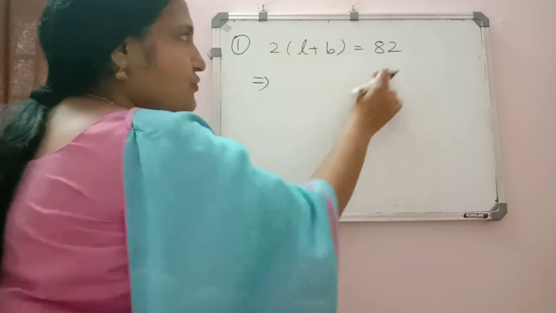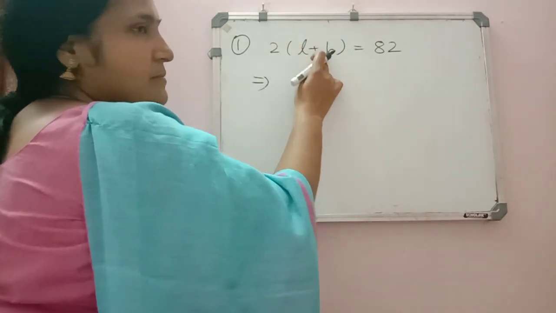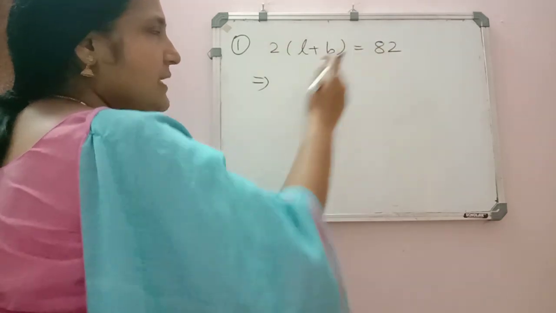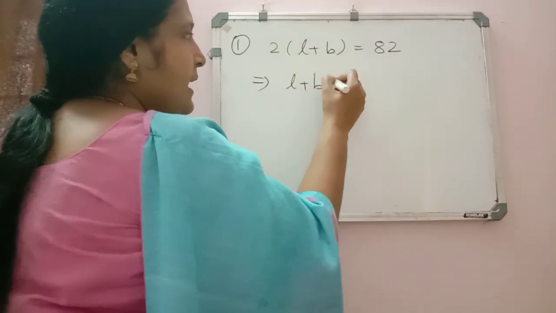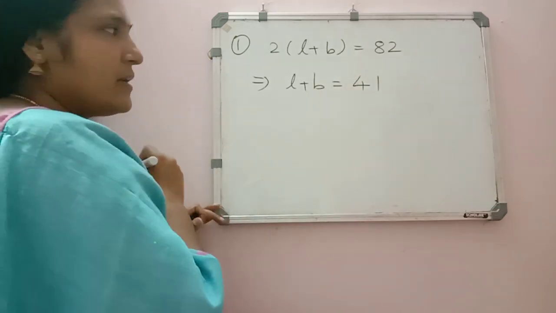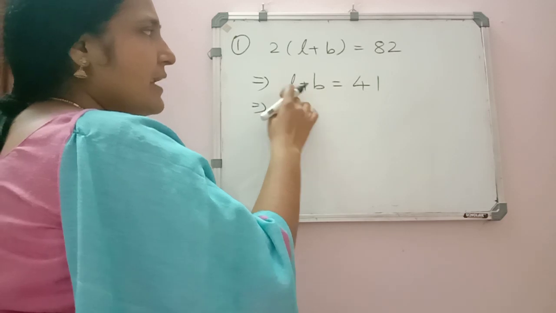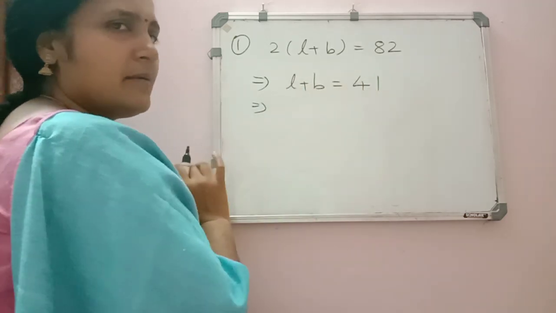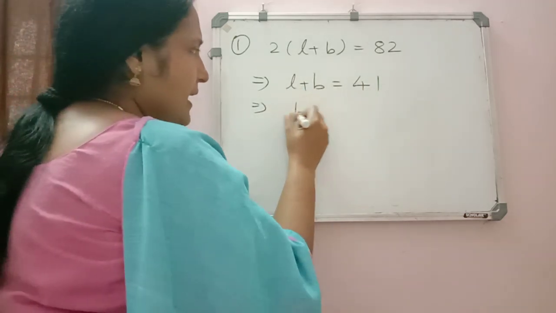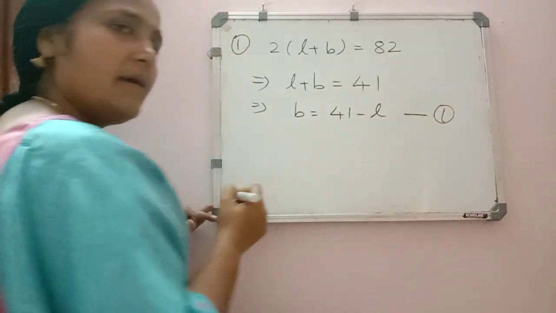Now we'll shift this 2 to the right hand side. Here 2 is multiplied by (L plus B). When we change the position, it will get divided. So we will get L plus B is equal to 82 divided by 2, which is equal to 41. From here, we can write either B in terms of L or L in terms of B. So I am writing B is equal to 41 minus L. Make it equation number 1.